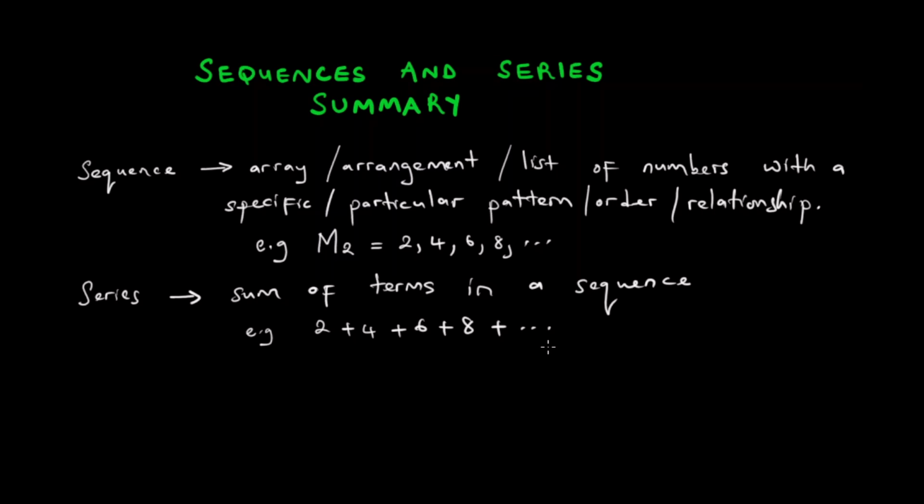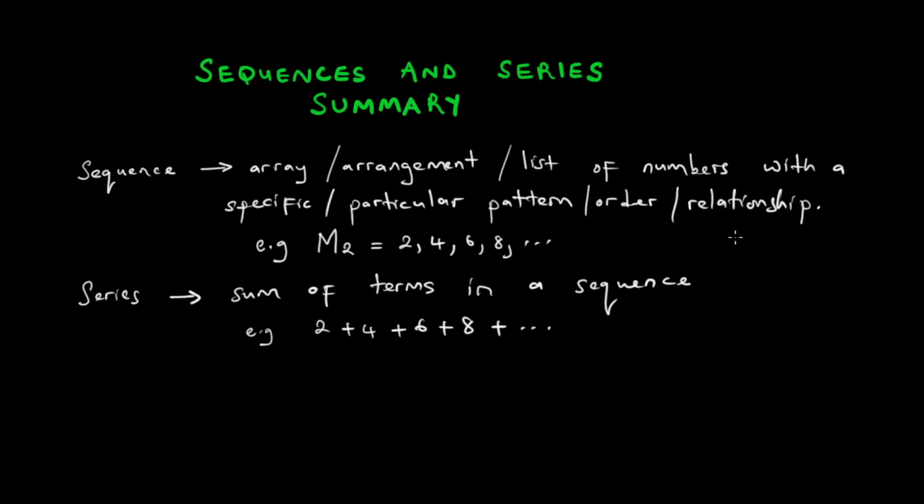So a sequence is used to describe an array of numbers following a specific order or pattern, and an example is the multiples of 2. Then a series refers to the sum of numbers in a sequence. The numbers in a sequence we usually call terms. So the sum of terms in a sequence, an example would be 2 plus 4 plus 6 plus 8 and so forth. These are the definitions of terms.